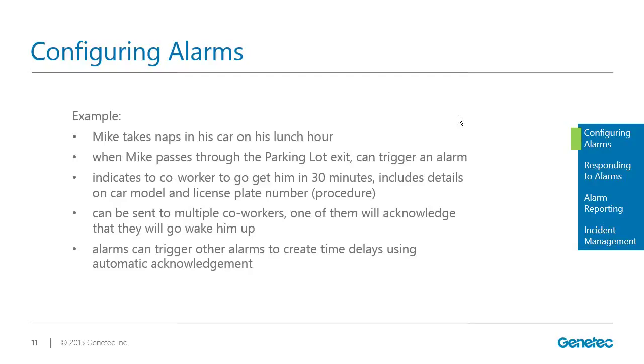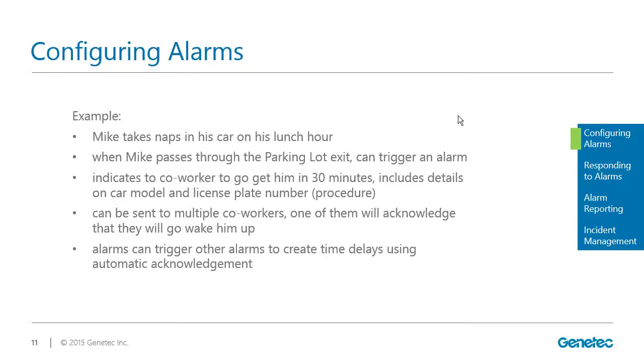So when that alarm goes off, we also can get a procedure that pops up that'll give us that information. As I mentioned, we can send this to multiple people. One of them will acknowledge it and say, yeah, I'll go get Mike. And then of course, go and actually take care of, not really the problem in this case, but go get Mike. As I mentioned, we can trigger other alarms to create time delays.